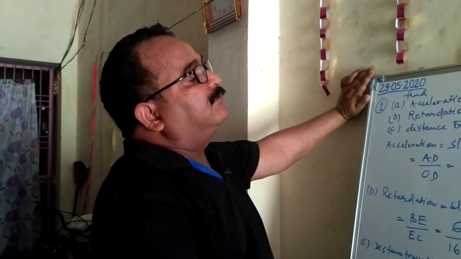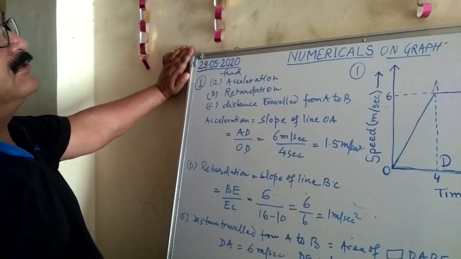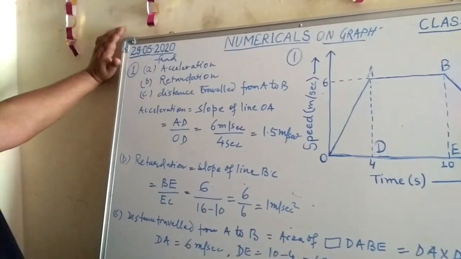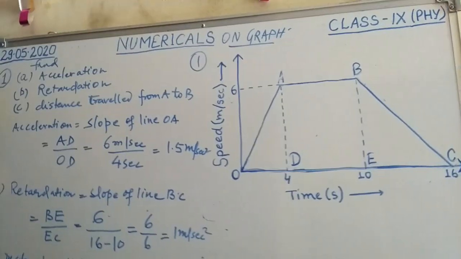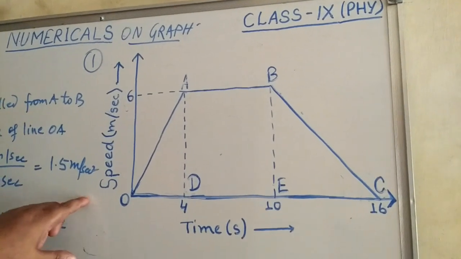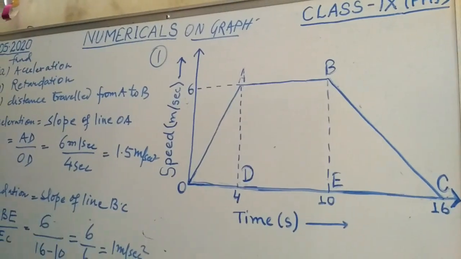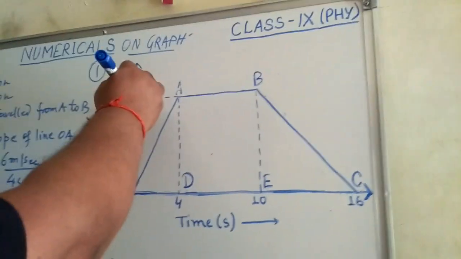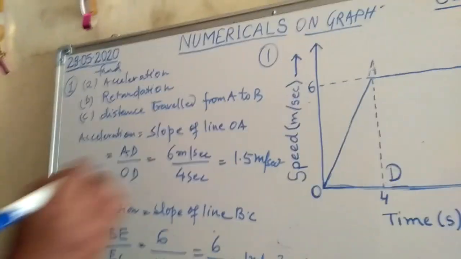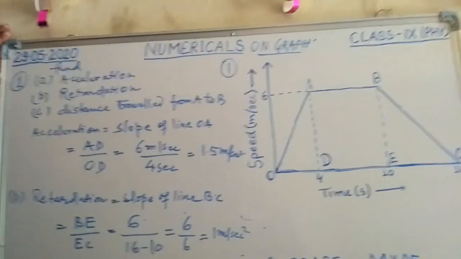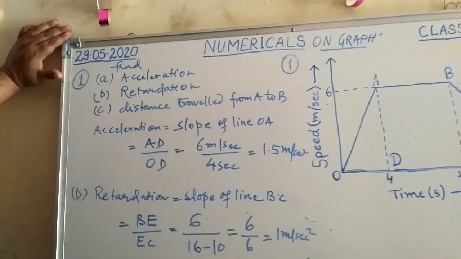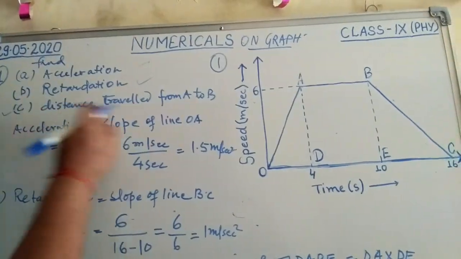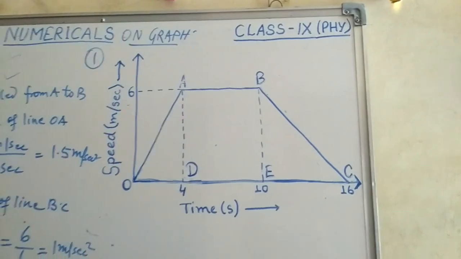In today's class, we give some tips about how to calculate or determine the value of numericals on the graph basis. So, one of the questions here has a figure. You see that it is a speed-time graph, with time and speed. In that particular question, we want to calculate three quantities: acceleration, retardation, and distance traveled from A to B.